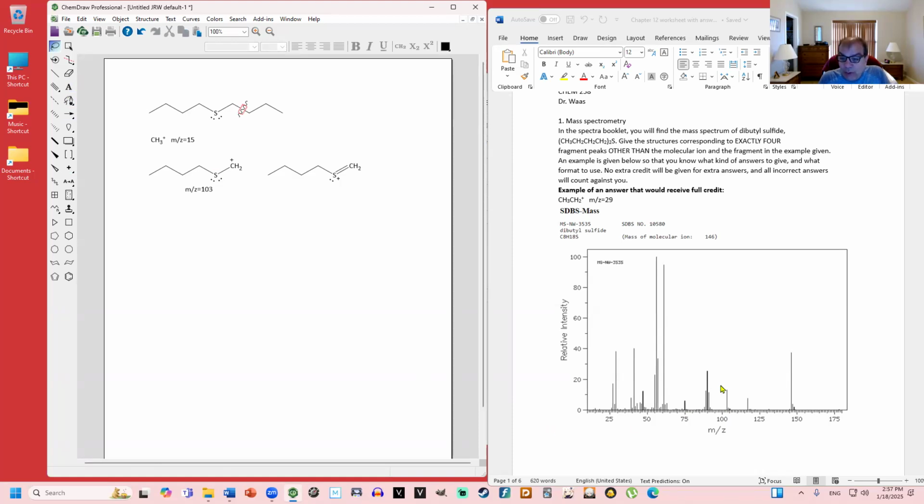It's interesting that we have all these peaks that seem evenly separated. And I'll bet you anything they're all separated by 14 AMUs. And remember, 14 AMUs is CH2, 12 for the carbon plus 2 more for the 2 hydrogens. And there's any number of places that we can lose a CH2. We could imagine losing a CH2 from this side and having the plus charge on sulfur.